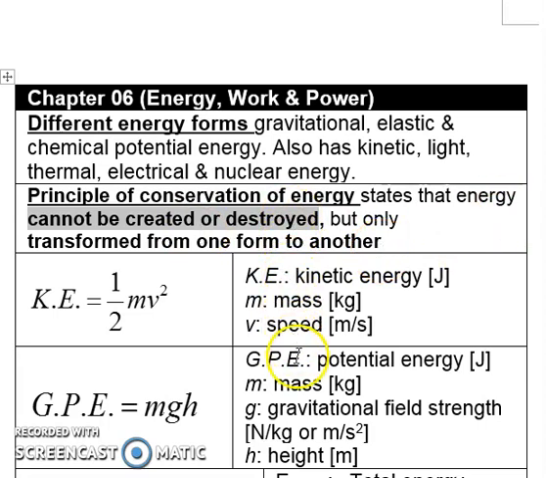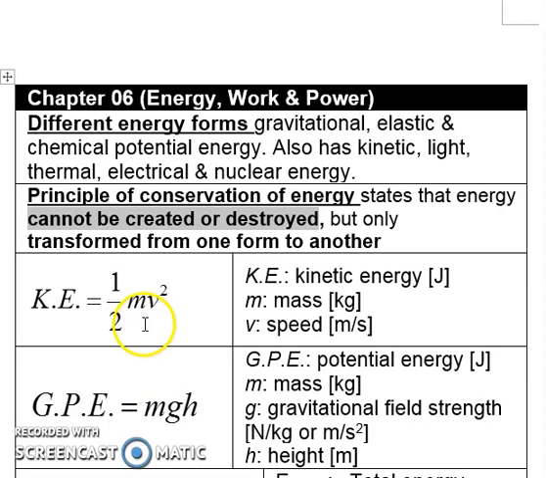Okay, what about kinetic energy and gravitational potential energy? These are the two main energies that we'll be studying in this chapter for the O and N level syllabus. You can see that in the formulas, both of them have got masses. So the higher the mass, the more kinetic energy or the more gravitational potential energy it has.